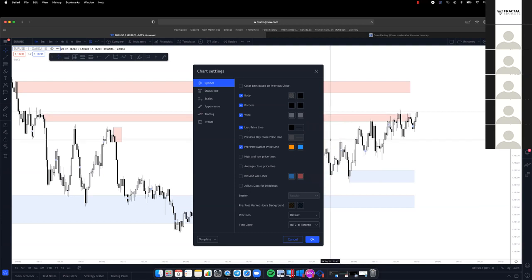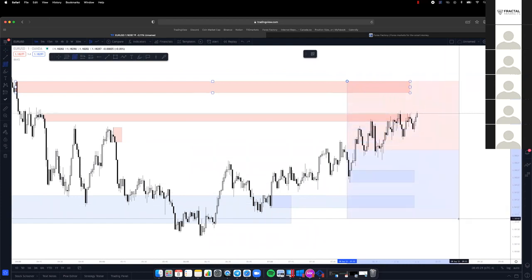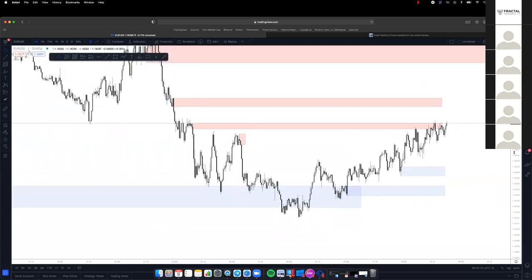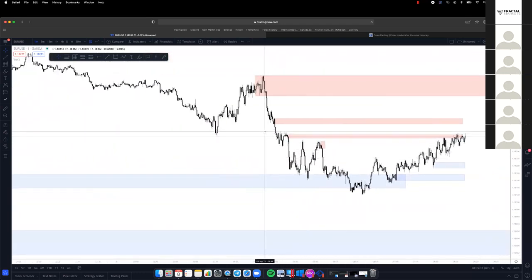What do you know about the discount and premium zone? Yes, I do. I have this tool right here that I use, though I don't use it that often. I know where 50% is. I can see it, right? Ultimately, 50% is in and around this region, right around here.